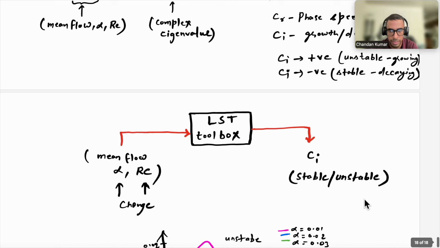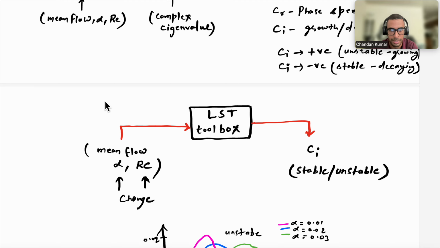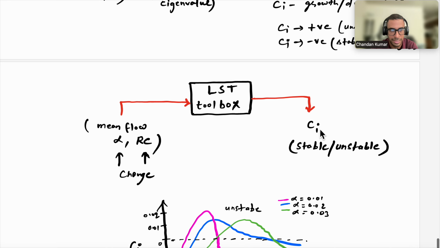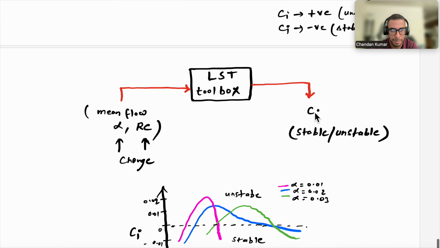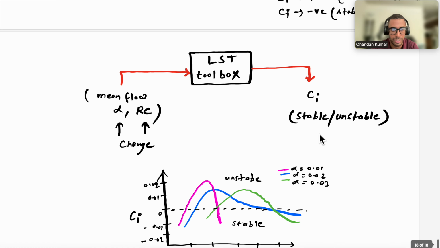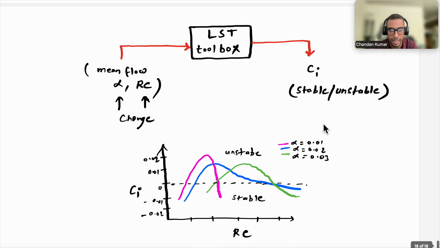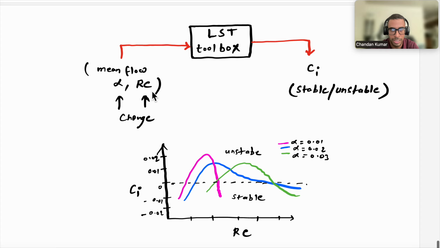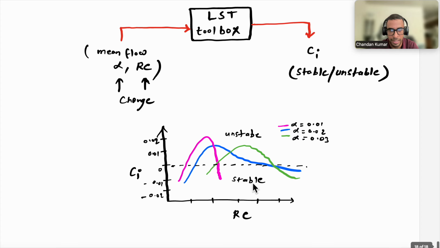We can think of this entire thing in this way: we have the linear stability toolbox, we feed in the mean flow and alpha, which is the wave number, and the Reynolds number, and then we get Ci, which indicates the growth rate, whether it is growing or decaying. Depending on that, we quantify whether the wave is unstable or stable. Then we change alpha, we change the Reynolds number, and we get different growth rates. For one fixed alpha, we change the Reynolds number and we get different Ci.